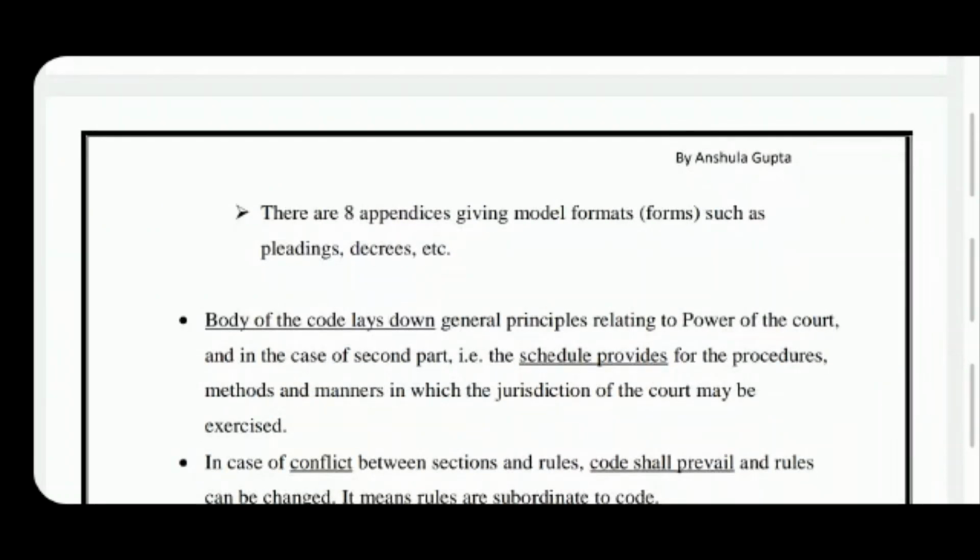Now, what does the body of the code tell us? The body of the code lays down general principles relating to the power of the court, and the second part, that is the schedule, provides for the procedure, methods and manner in which the jurisdiction of the court may be exercised. The first part only tells us about the power of the court, and the second part, that is the schedule, tells us about the procedures and methods that can be applied by the court.